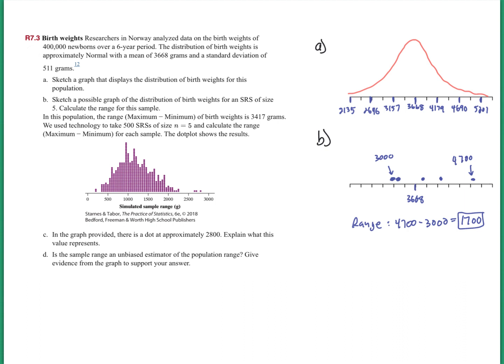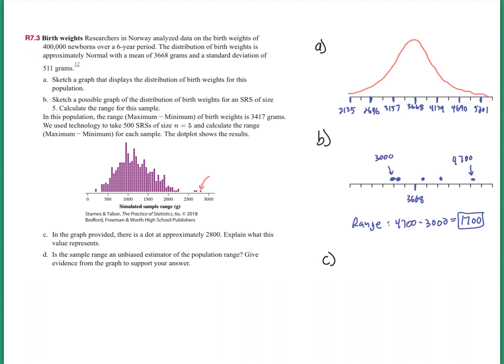Okay, so part C. In the graph provided, there's a dot at approximately 2,800. So I think they're referring to this dot here. Explain what this value represents. So that 2,800 represents, out of the 500 simple random samples, which is really simulated from some software, one of those samples, one of the 500 samples, had a range of 2,800, and that's what that dot represents.